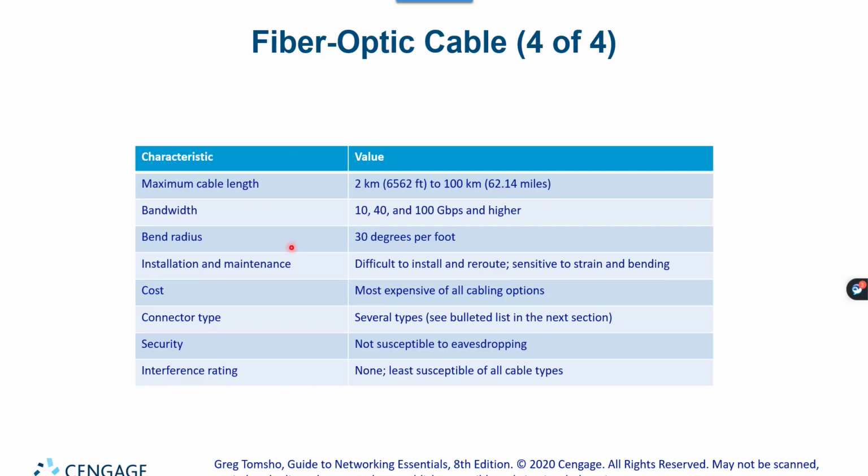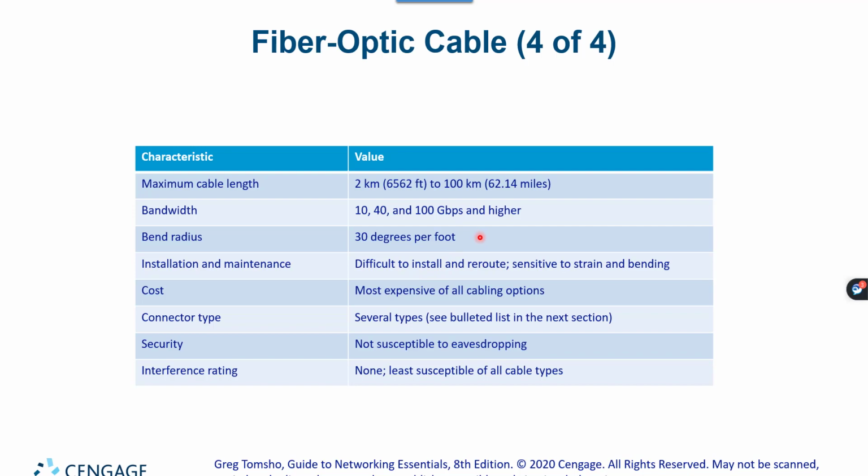So here's a summary. We've got different types of fiber optic cable, so the maximum cable length for it is going to be 2 kilometers to 100 kilometers. So I can run a cable 62 miles with fiber. Do you remember what the maximum length for the copper cable is? It's going to be 100 meters. So a lot longer distance. The bandwidth is going to be 10, 40, or 100 gigabits or higher, so really high bandwidth. The bend radius is going to be 30 degrees per foot.